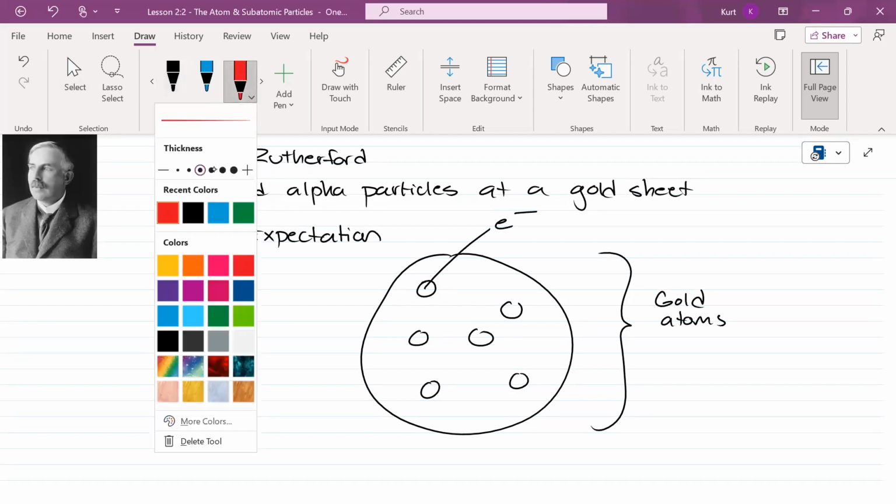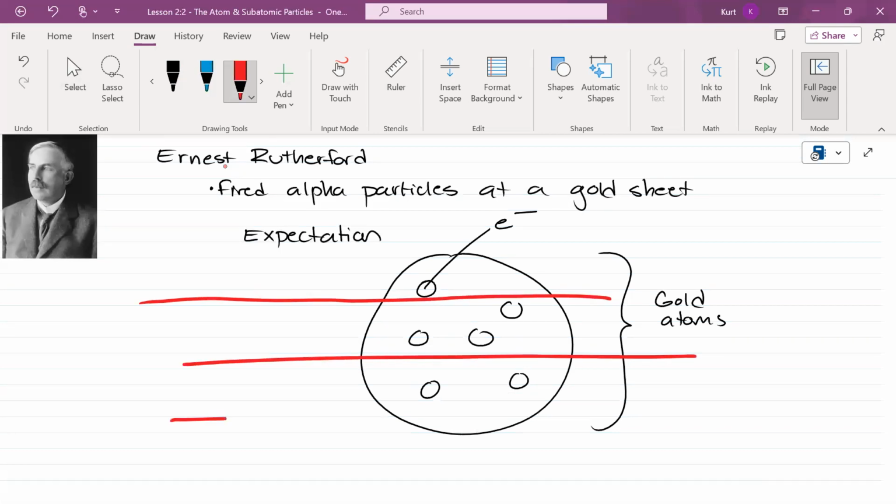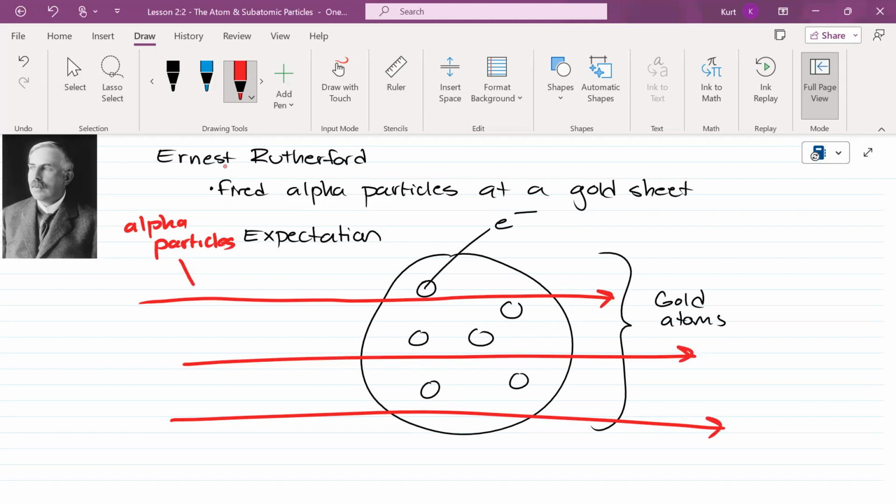And then he would fire his alpha particles, and he thought they would do this. These are alpha particles. He thought if J.J. Thomson is right, these alpha particles will just go right through. You got to realize, if you haven't already realized in your life, there can be a difference between expectation and reality.